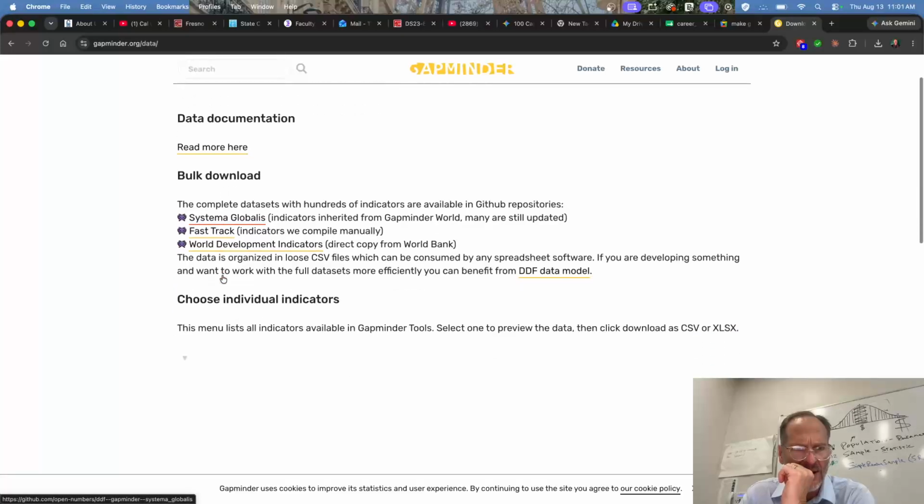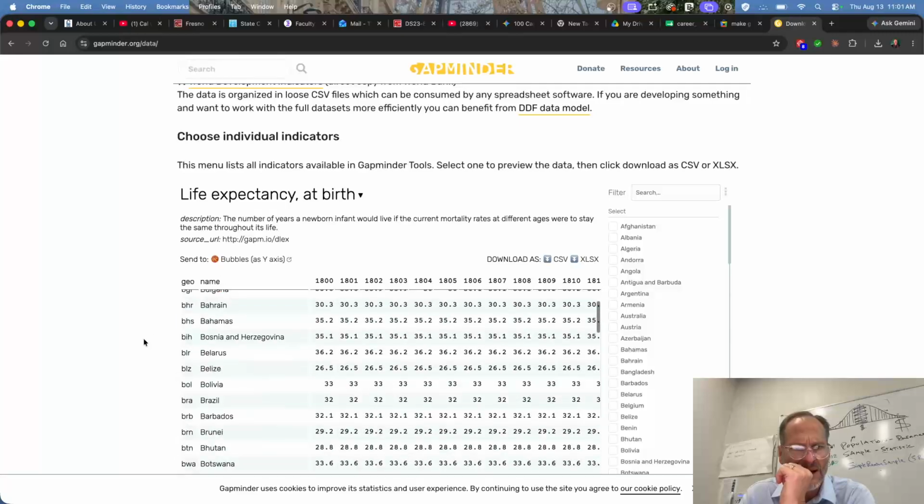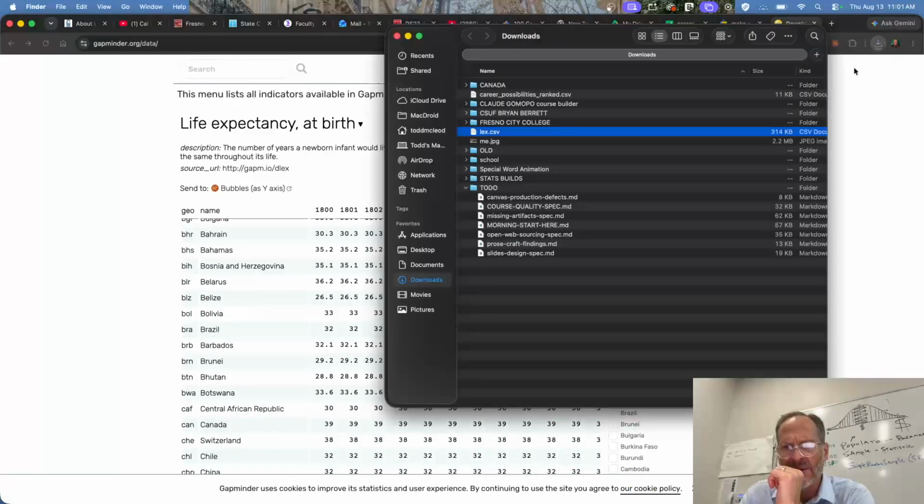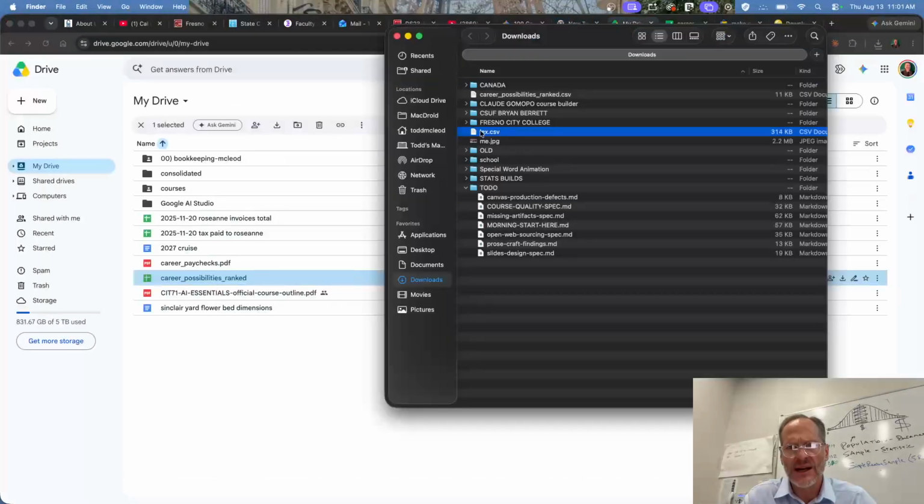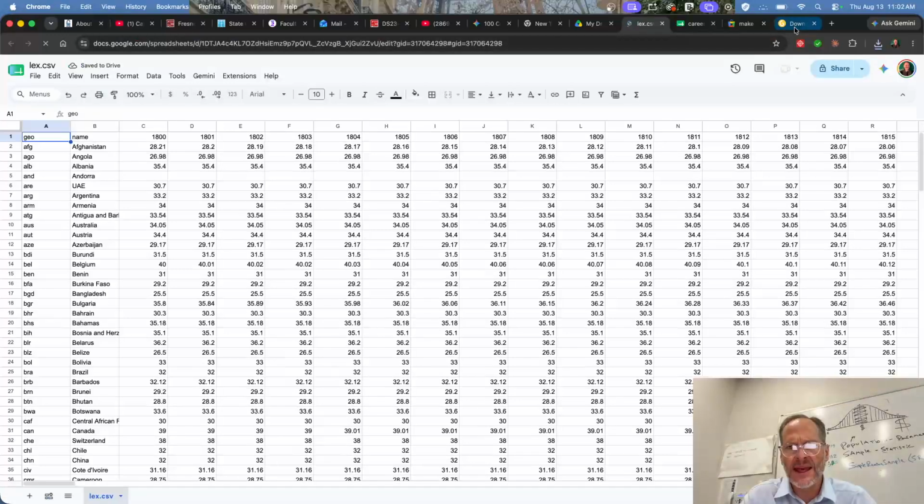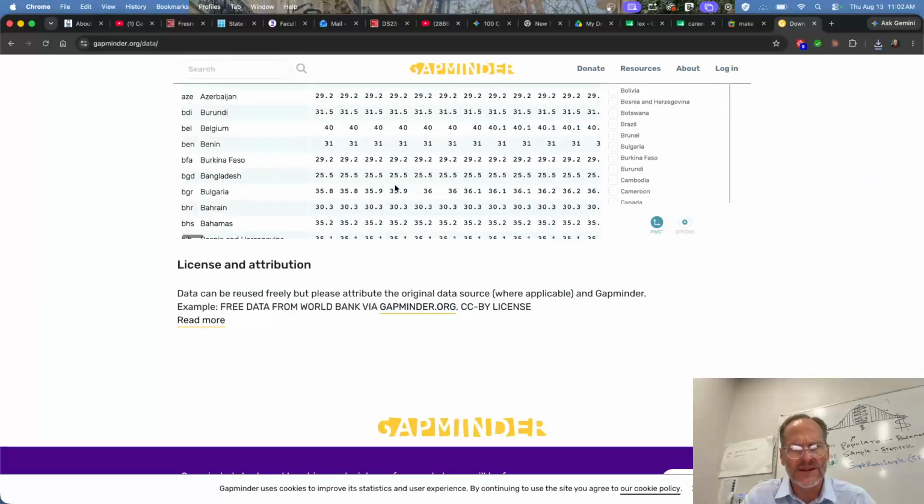And bulk download, choose individual, life expectancy at birth. Okay, so here's the data. I'm going to download it as a CSV. We've learned about that. And then I'm going to open this. And so I'll go back to Google Drive, and I'll drag and drop this into Google Drive.